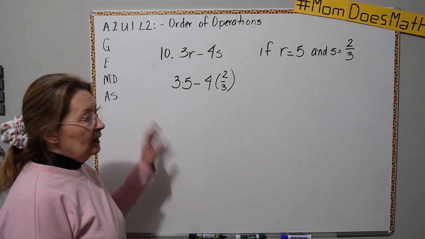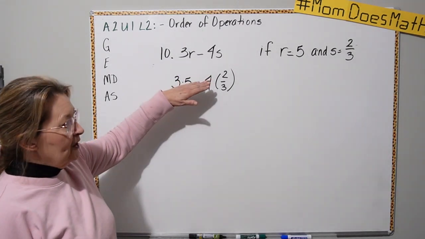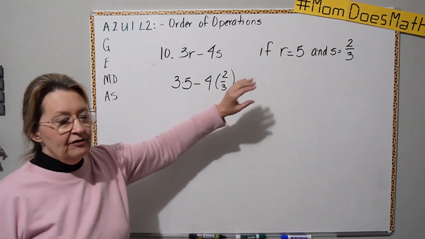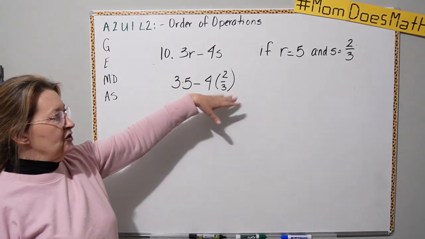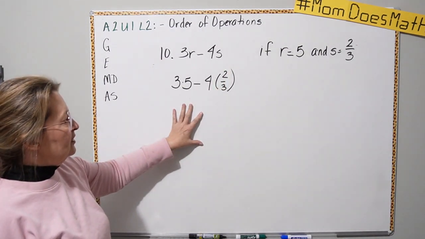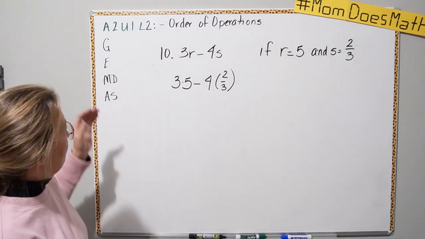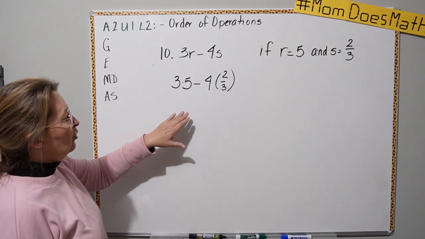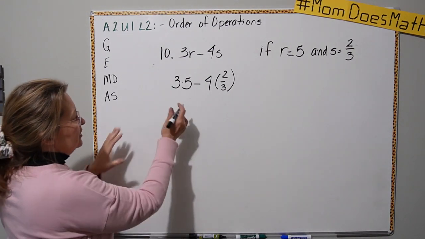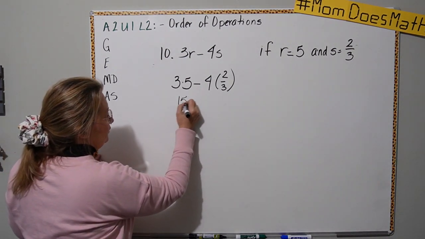Okay, so here's number 10. We have our expression. We have our values that we need to fill in. So this is the expression with these values substituted in. Let's use order of operations. We're going to do multiplication first. So 3 times 5 is 15.